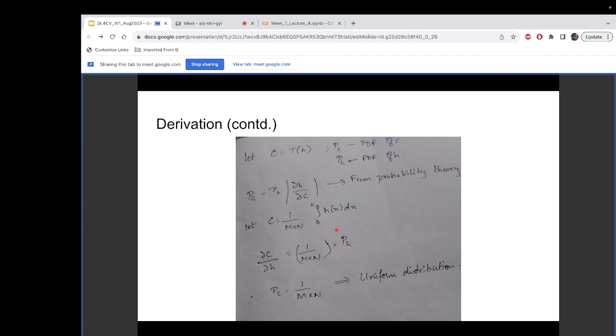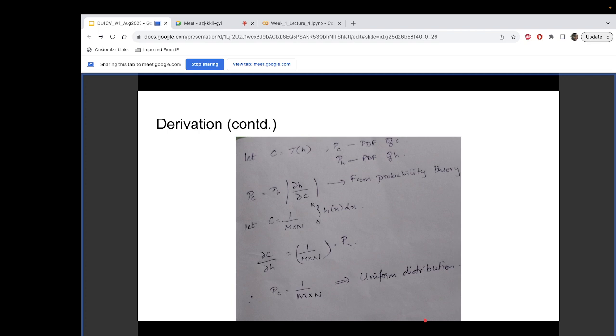So now if you want to do this delta C by delta H, what you do? Basically this 1 by m cross n comes out, and since this is the CDF, if you find the derivative of it, this becomes nothing but the PDF, right? The derivative of the CDF is always the PDF. So if you find this derivative, this is what you get. Now if you put the correct things in this formula, you'll see that PC is equal to 1 by m cross n. So this is a constant. That means the PDF of this C is a constant, which is a uniform distribution, right?